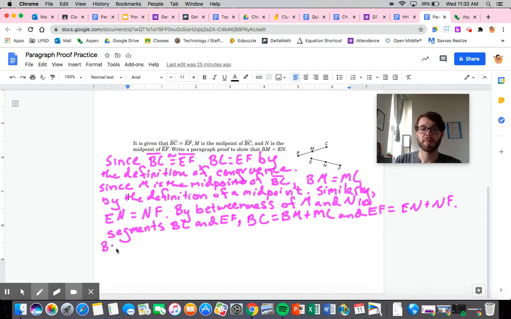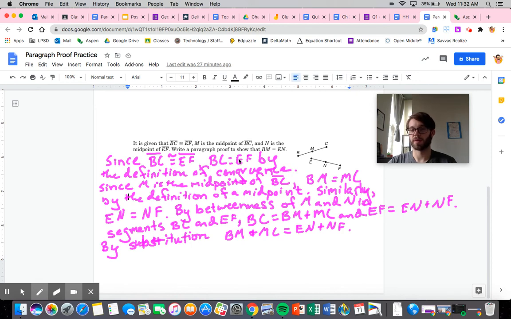So, and remember, when we're setting things equal to each other, we're substituting them in for each other. Substitution. So by substitution, BM plus MC is equal to EN plus NF. So again, really all we did was just set them equal to each other because we knew up here they were equal, right?